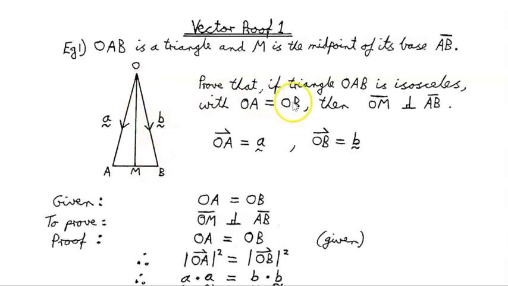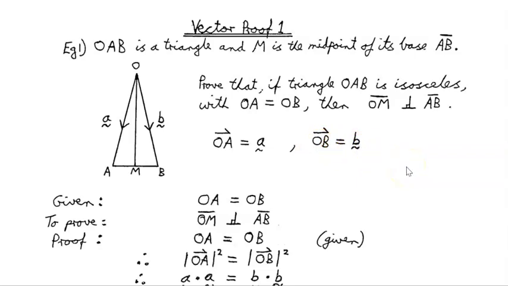I want to prove that if the triangle OAB is isosceles, that's two sides equal and the two base angles equal, with OA equal to OB, then we're claiming that the line OM down the middle here is perpendicular, or at right angles, to the line AB across the bottom, the baseline. The vector OA will be represented as lowercase a with a tilde under, and the vector OB as lowercase b.